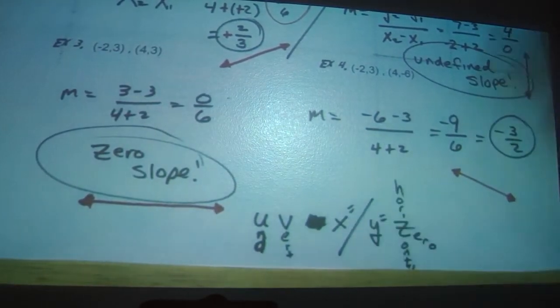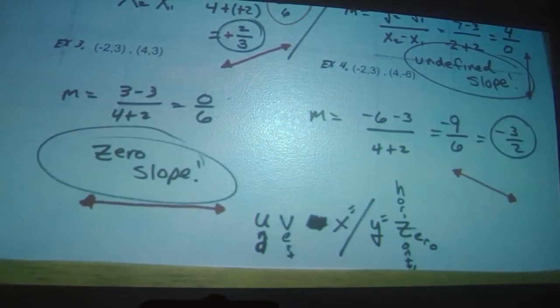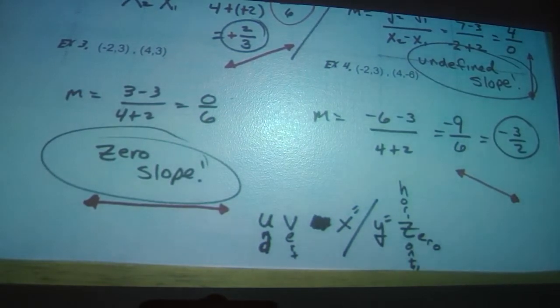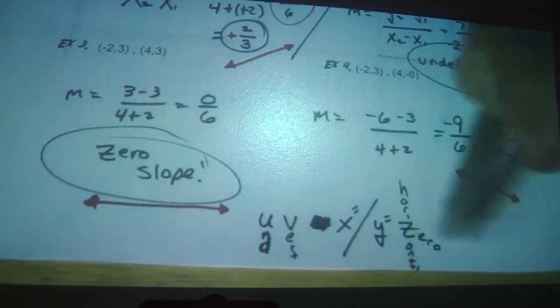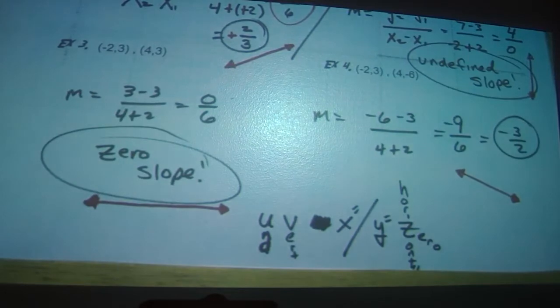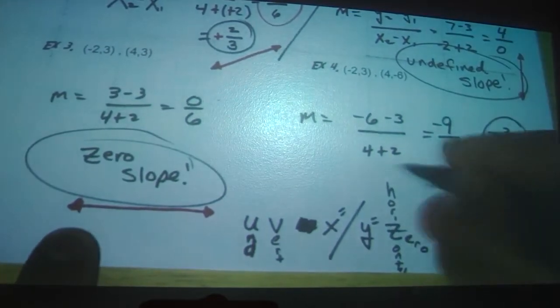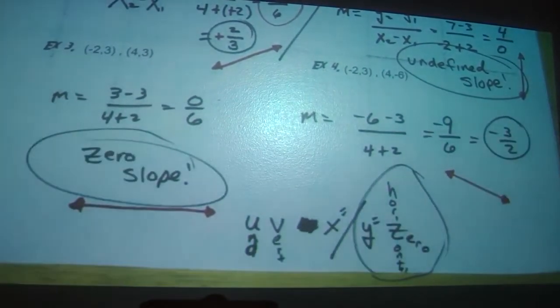So x equals lines are going up and down. That's a vertical line. It has undefined slope. Horizontal has zero slope. That's a y equals. Z is right next to y. That's how I memorize that. So little tricks that I've learned over time. This is the one: YZ. I know YZ.